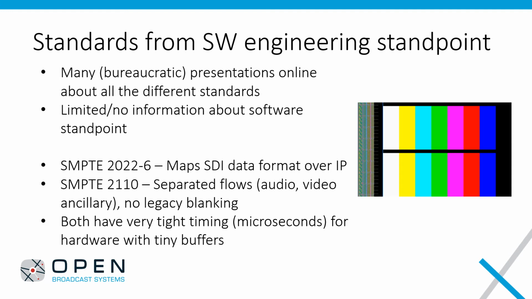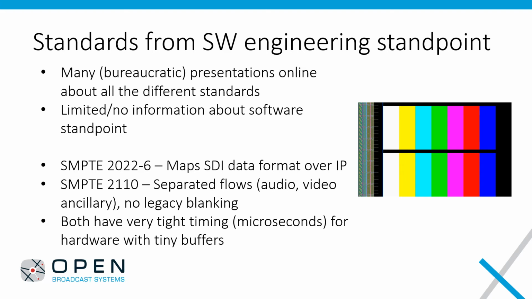It's worth going into some of these standards from a software engineering standpoint. There are plenty of presentations online, very bureaucratic, going into all the detail about different standards, but there's very little information about how to do this from a software engineering standpoint. Unfortunately, I don't really have time to go into the real subtleties, but put simply, 2022-6 maps SDI data directly. So the SDI data, including raw blanking, as you can see on the picture on the right, is mapped bit for bit exactly.